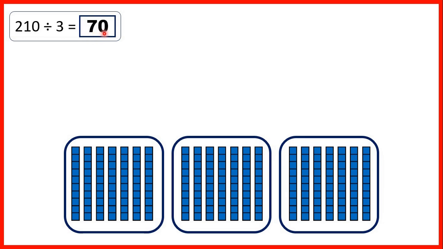so that's why our answer is 70. So that's why we can ignore the 0, and for this question work out that 21 divided by 3 is 7. Then, because we have an end 0 in our dividend, we need an end 0 in our answer. Because we're not sharing out 21, we're sharing out 21 tens. So our answer is 7 tens.